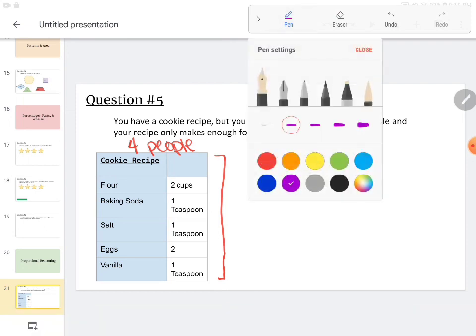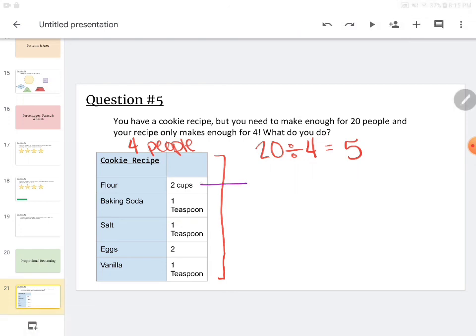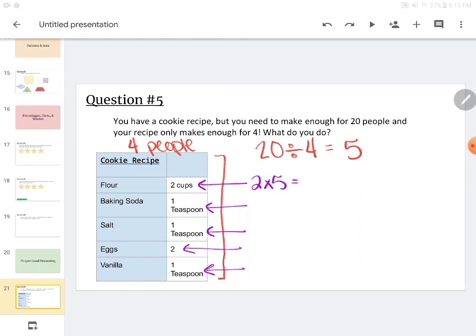And since we know that we need to make 5 batches in order to serve 20 people, all we need to do is multiply the amount of each ingredient right here by 5. And then we'll have enough of each product to make enough for 20 people. So for example, the 2 cups of flour that we need, we're just going to multiply that by 5, 2 times 5. And now we need 10 cups of flour in order to serve 20 people.